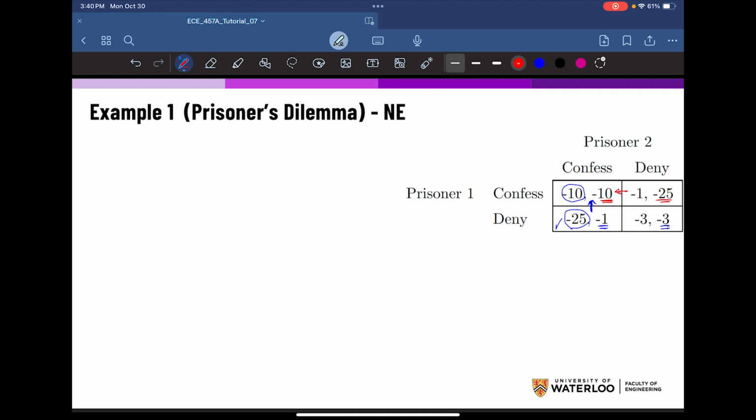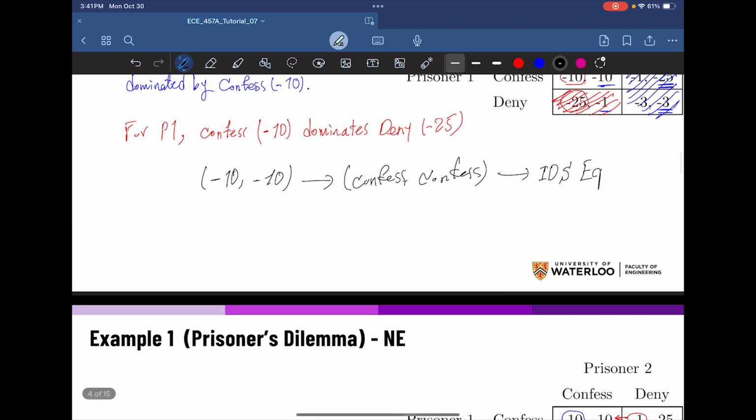We can only move in this direction, and here we can only move in this direction. For the two cells on the right, it's actually the decision for prisoner number 1, from confess to deny. So we need to consider -1 and -3, and we can only move upward. Because we have two arrows ending up in the confess cell, our Nash equilibrium is confess, the same as IDS and DS.